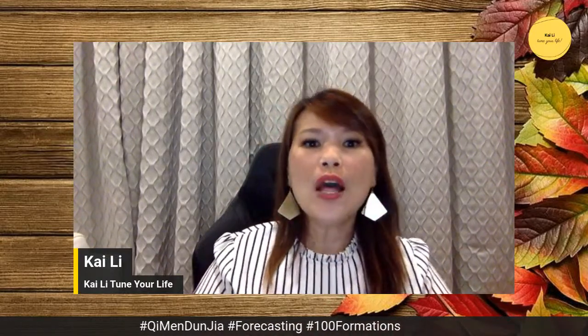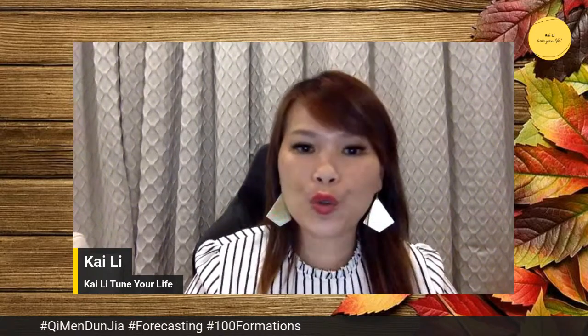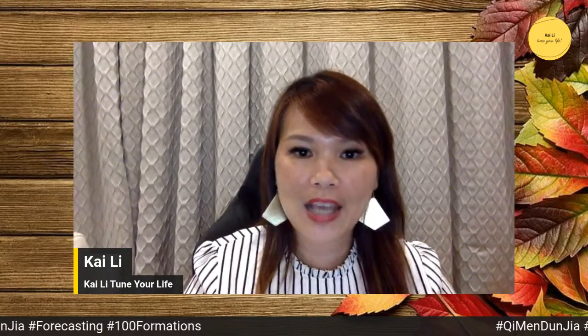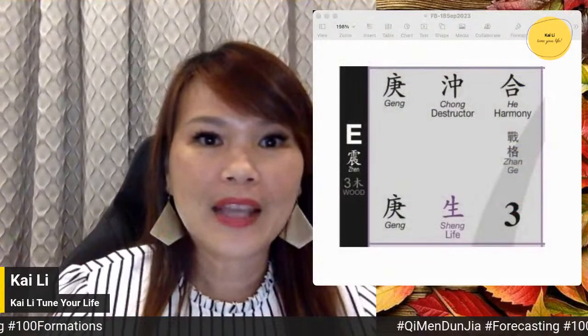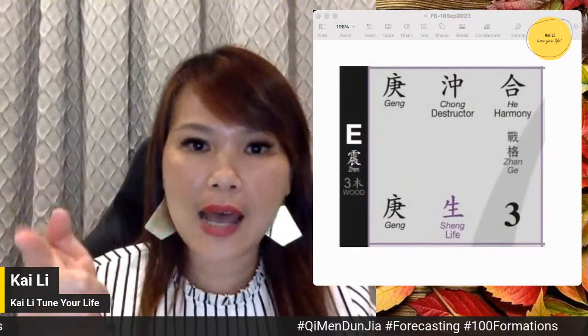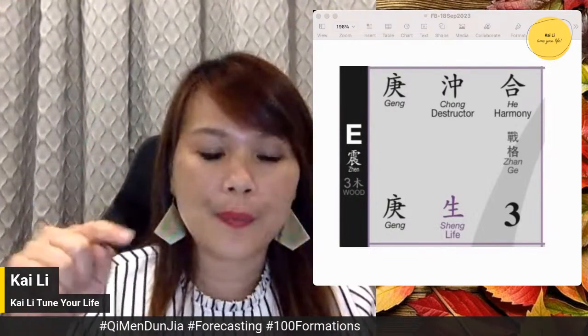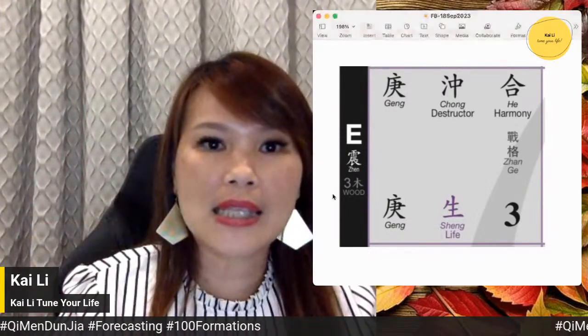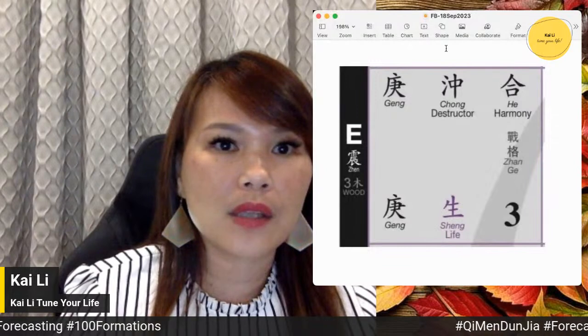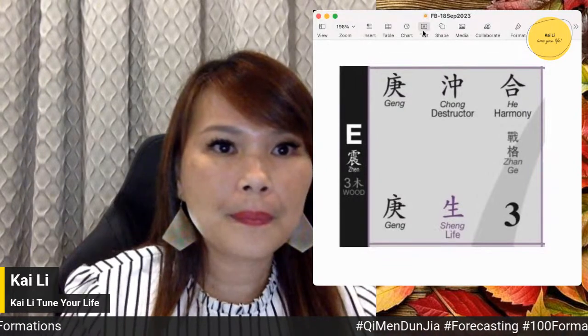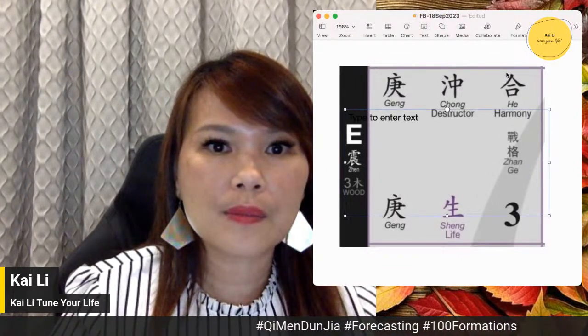Okay, so now maybe I want to show you an example. That's the example. You see the Geng on top and the Geng at the bottom. And you also can see that that is a, where's the, can I actually draw this? No.